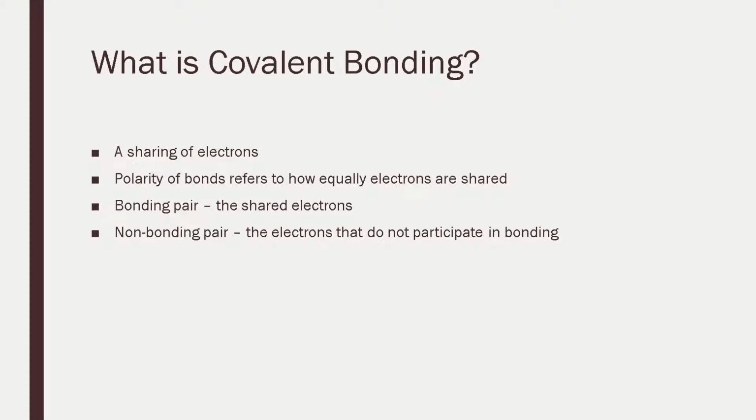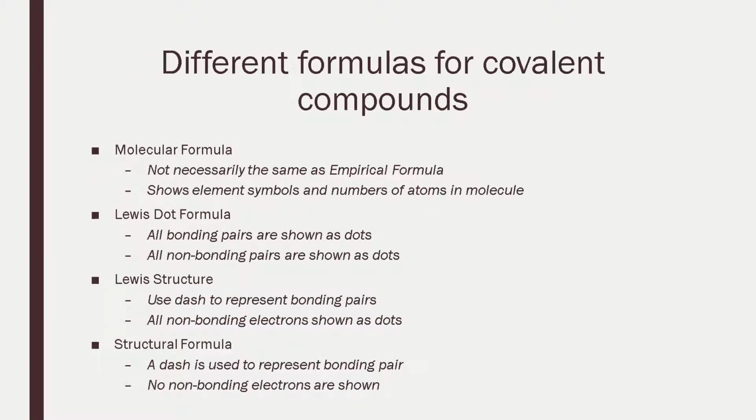First of all, what is a covalent compound and what is covalent bonding? Covalent bonding is the sharing of electrons. We also know that the polarity of bonds refers to how equally the electrons are shared. And two important vocab terms are that a bonding pair is the shared electrons, and a non-bonding pair are the electrons that do not participate in bonding.